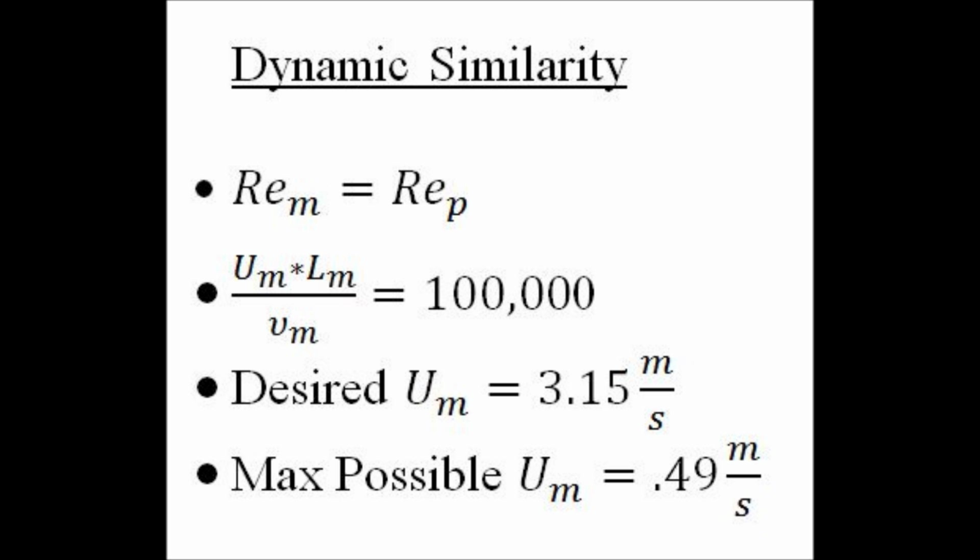To achieve this in our experiment, we would have to operate at a velocity of 3.16 meters per second. The maximum velocity in our water channel is only 0.49 meters per second. This is much too slow. Proper results would require a faster water channel or perhaps a wind tunnel.